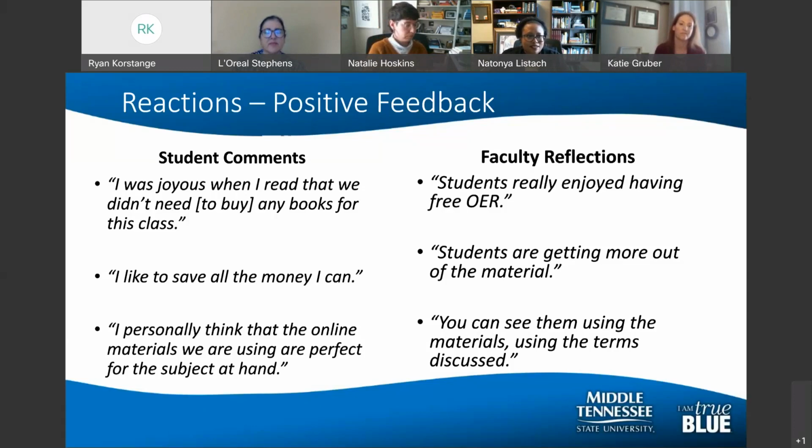They also tended to like the materials, which was interesting. They were saying it wasn't too long, it was easy to apply to their own situations.